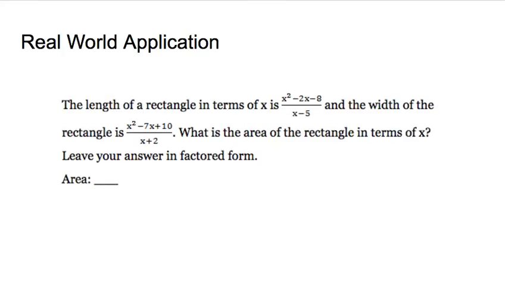Real world application. The length of a rectangle in terms of x is x squared minus 2x minus 8 over x minus 5. The width of the rectangle is x squared minus 7x plus 10 over x plus 2. What is the area of the rectangle in terms of x? Leave your answer in factored form.